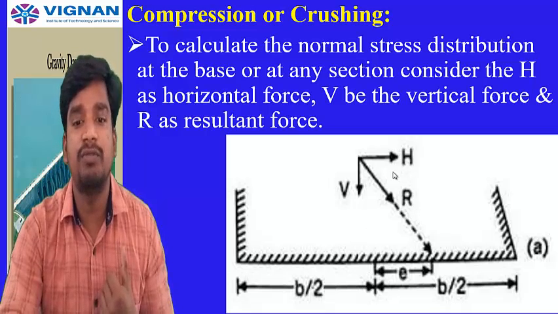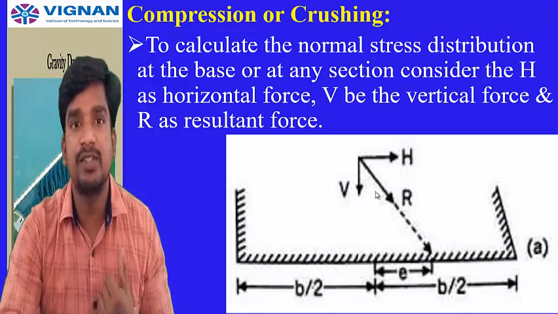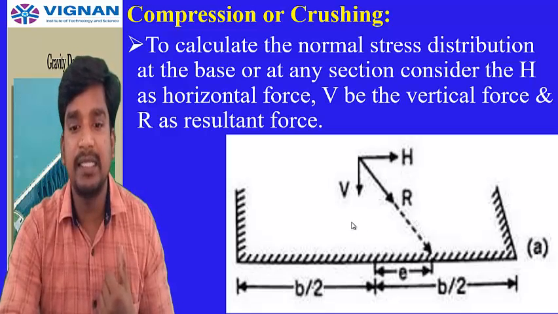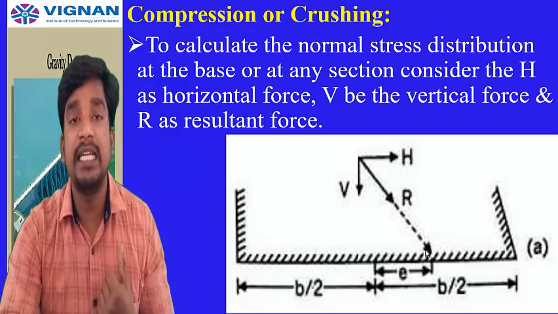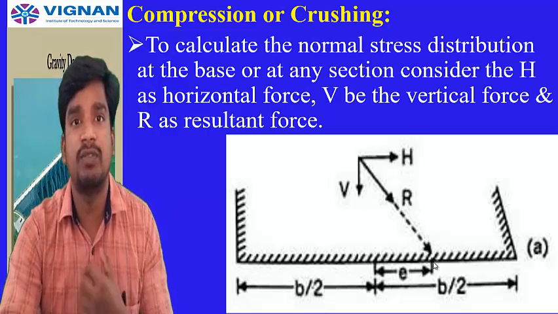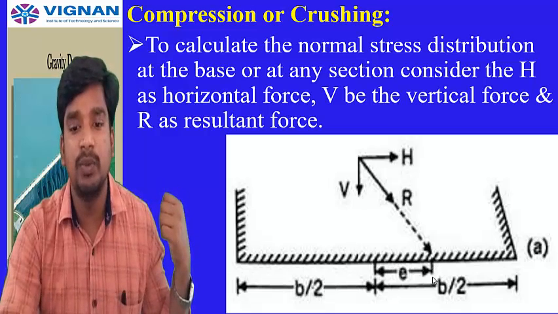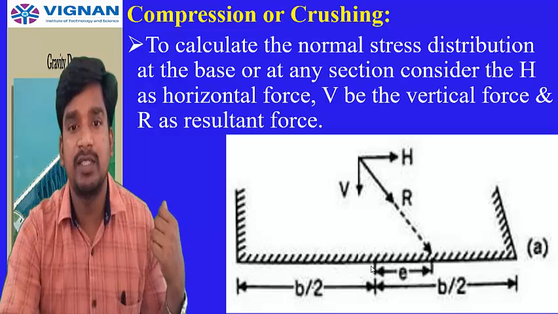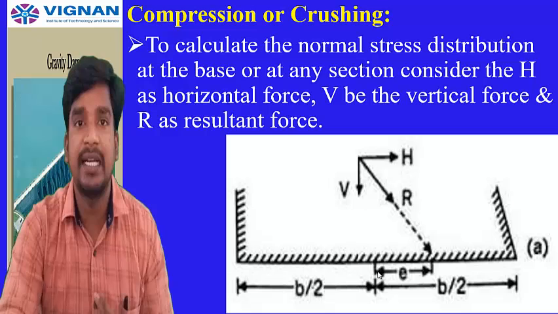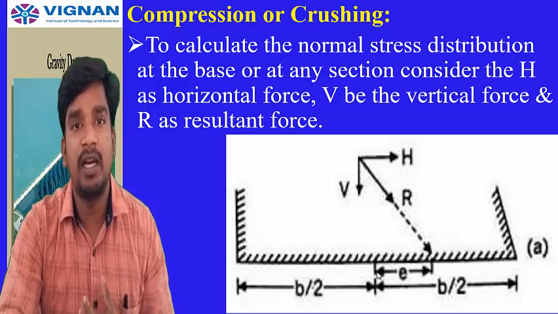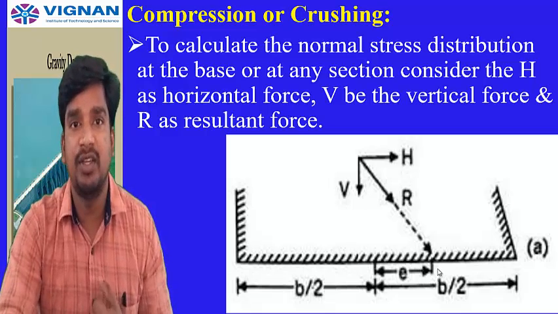So the resultant of these forces is considered as R here, and this R is acting at a distance of eccentricity e from the center of the base of the dam. So it is mentioned in the figure here, e is the distance from the center of the base B by 2. So at that location e, the resultant force of vertical and horizontal forces is acting here.